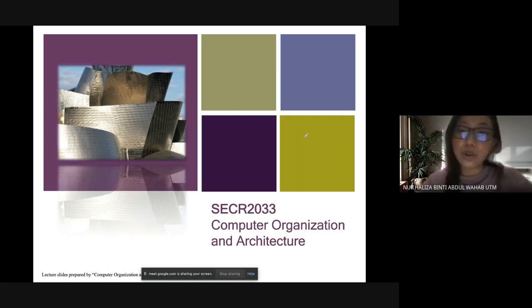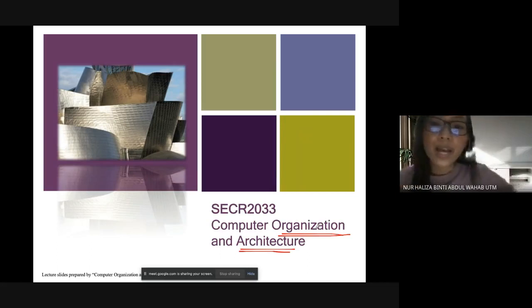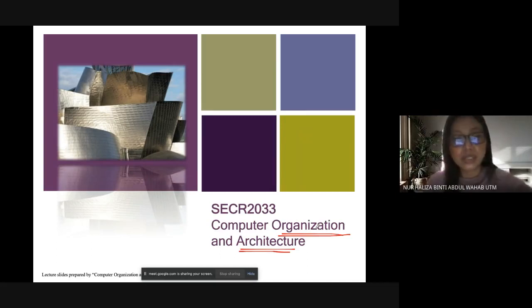Same goes to the computer. You need to know the history of the computer also. The architecture. What is architecture? What is organization? These two terms are different. So later on you need to know what is the difference between these two.